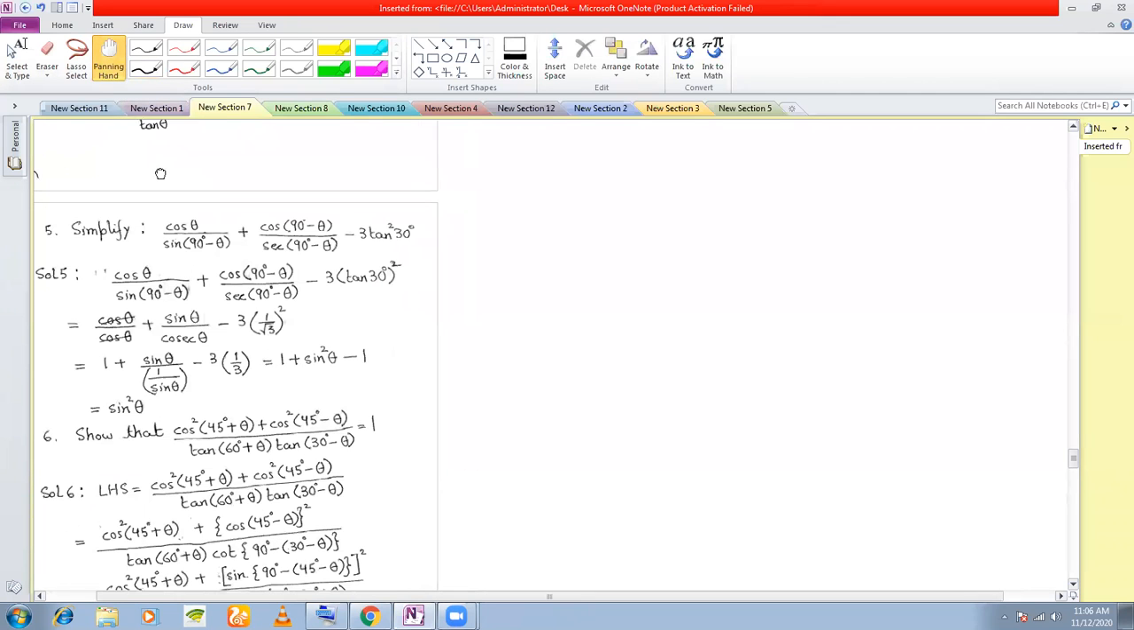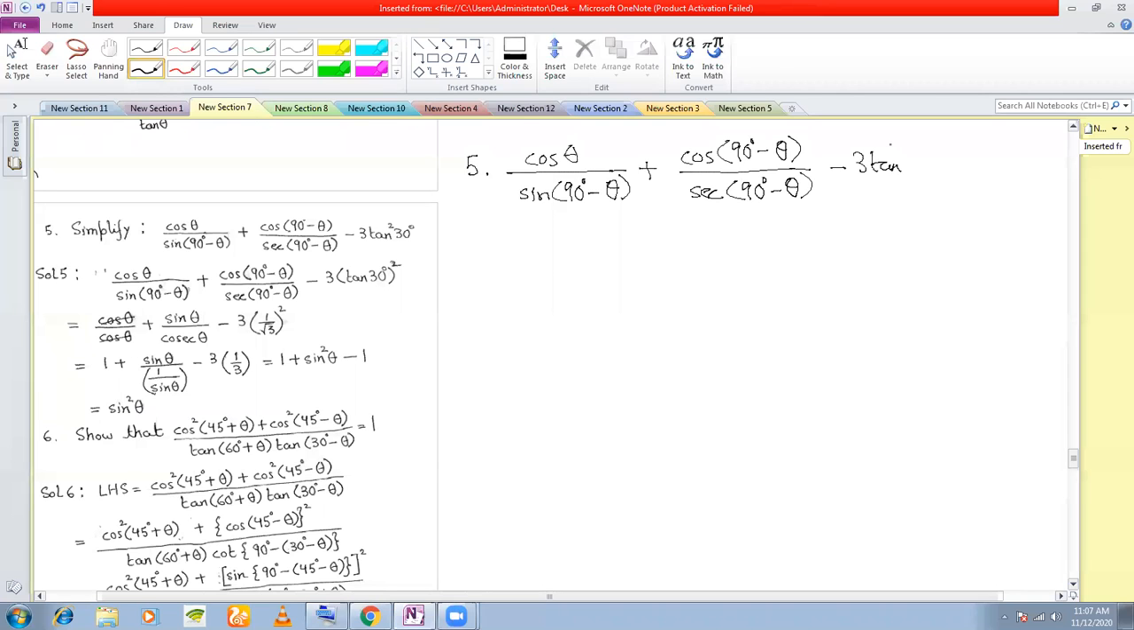The number here is number 5. Simplify. What is the expression given to simplify? Cos theta by sine of 90 degree minus theta, plus cos of 90 degree minus theta divided by sec of 90 degree minus theta, minus 3 tan square 30 degree. You know tan 30 is a standard angle, so here you don't have to do anything. You simply put the value here.